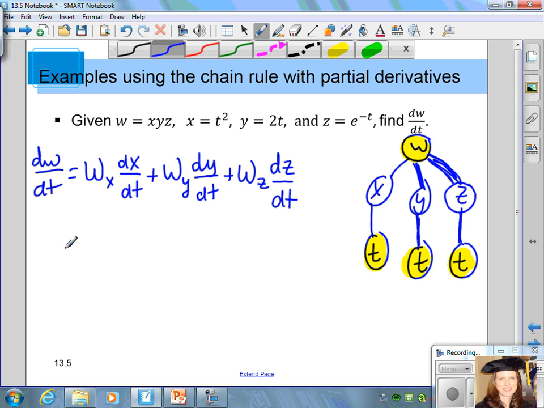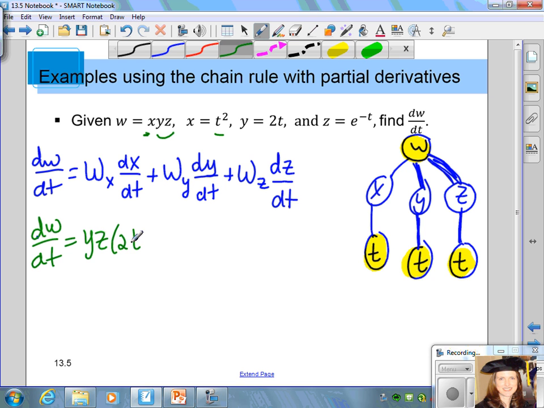Okay, so let's go ahead and find those partial derivatives. Our derivative of w with respect to t is equal to the partial derivative of w with respect to x. You're treating x as a variable and yz as a constant. So that derivative is yz times the derivative of x with respect to t.